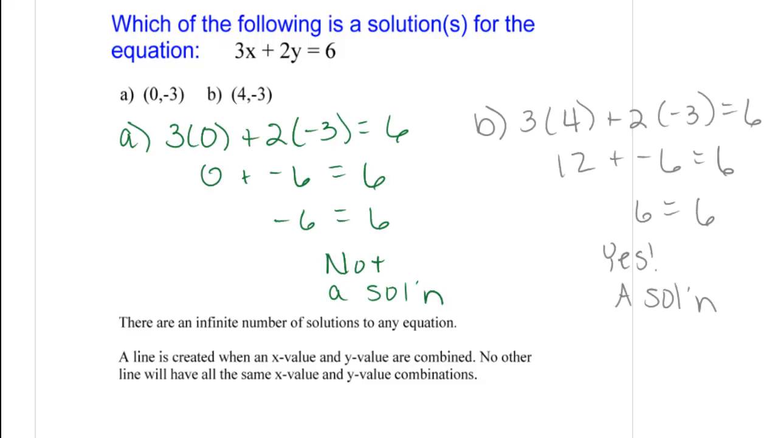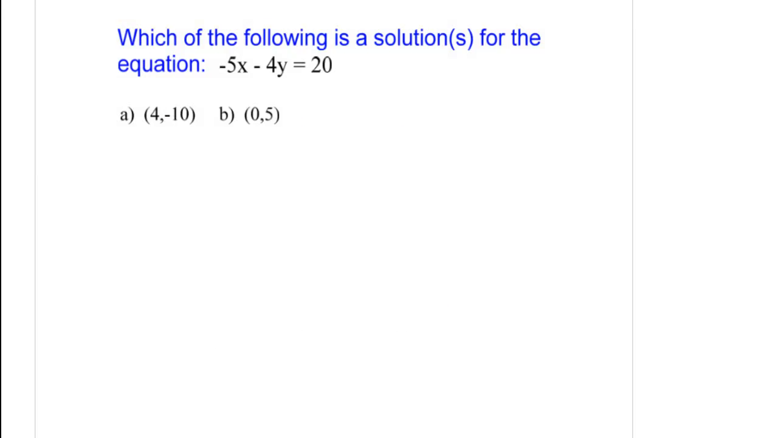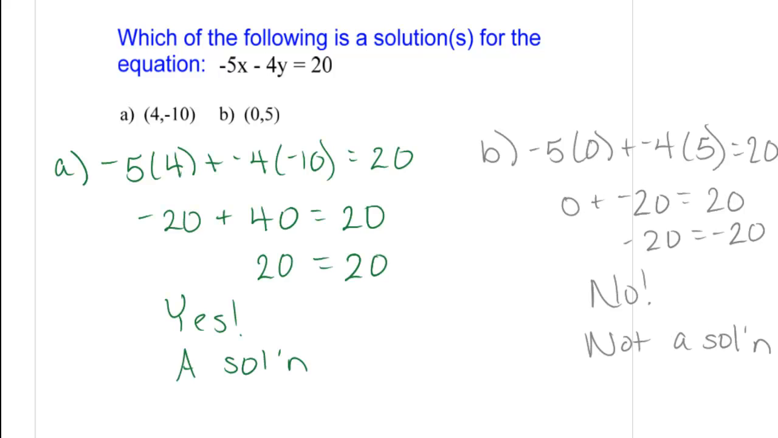You should have found that the second ordered pair is a solution to this equation, but the first one is not. Keep in mind there are an infinite number of ordered pairs. This is just one of the ordered pairs or points that would be on our line if we were to graph it. Try the two ordered pairs in this next problem and see which of these are solutions. You should have found the first ordered pair to be a solution, but not the second. Notice I am abbreviating solution with a shorthand, SOL'N.